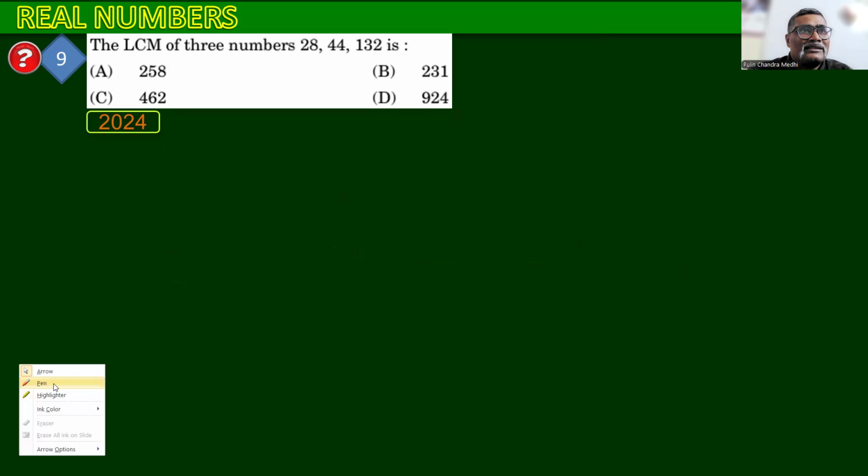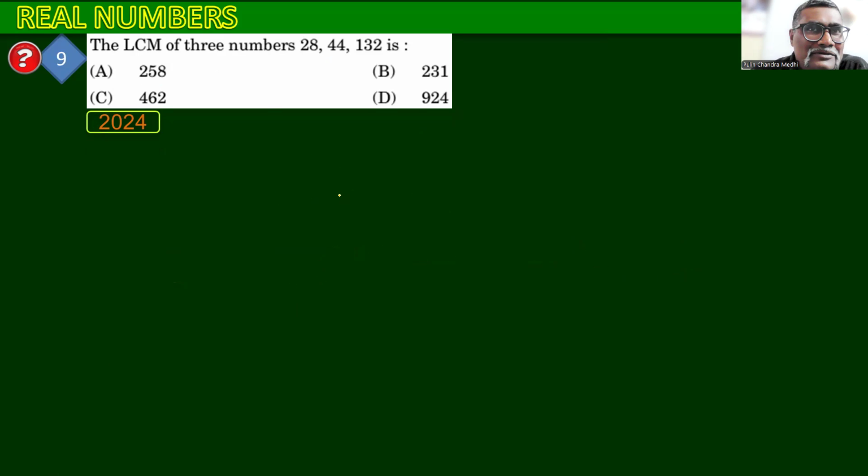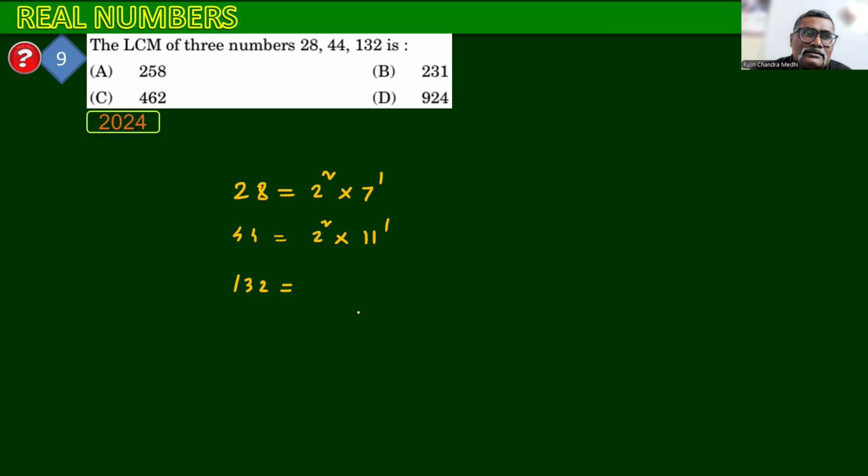Okay. LCM of three numbers you have to find. Let me find this because in my theory part I did not explain it. So you directly do the factorization. It is 4 into 7, so 4 can be written as 2 square, and then 7 to the power 1. 44 is 4 into 11. And then 132 is 12 into 11, right? 12 means 4 into 3. So 2 square into 3 to the power 1 into 11.